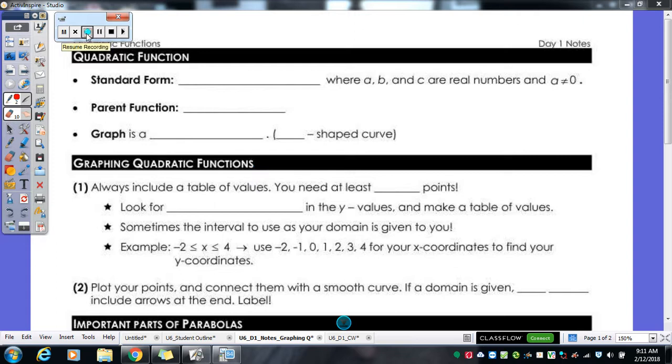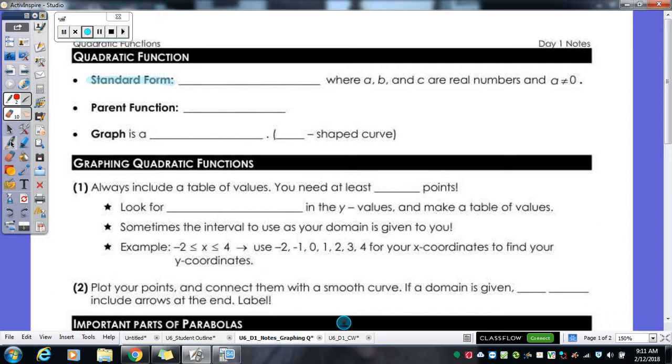In our unit, we are working with our quadratic functions. So what we're going to start with is going over the graph of a quadratic, which we have actually done before, but we're going to do a little bit more with it this time. First thing we need to know is your standard form for a quadratic function.